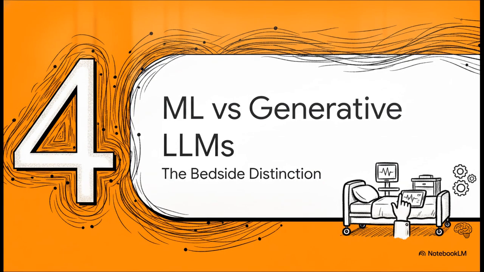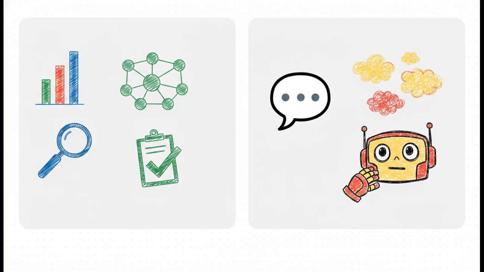All right, Section 4, ML versus generative LLMs. This is the crucial bedside distinction we need to make. Honestly, confusing these two tracks is probably the single biggest risk in this entire field right now. Pay close attention to this. Predictive machine learning is built for numerical drug dosing logic. It's trained on your local hospital's antibiogram and EHR data. It works backward to find patterns, and most crucially, it is interpretable and auditable.